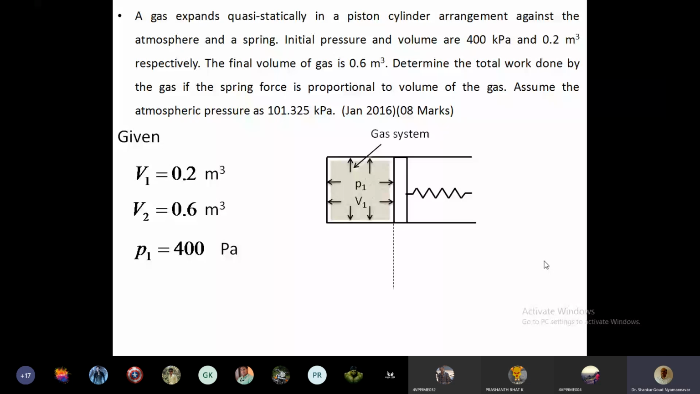Equilibrium means no change. This is change, but very slow, right? During change, there is a balance. Both side forces are balanced. Okay? These are known as quasi-static processes or quasi-equilibrium processes.